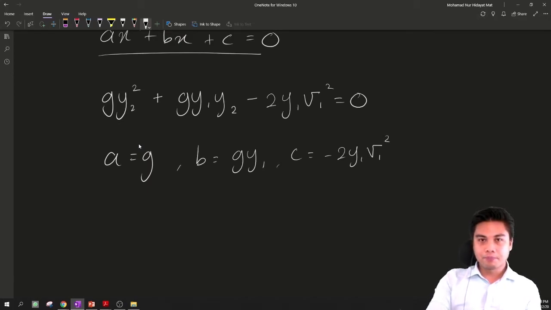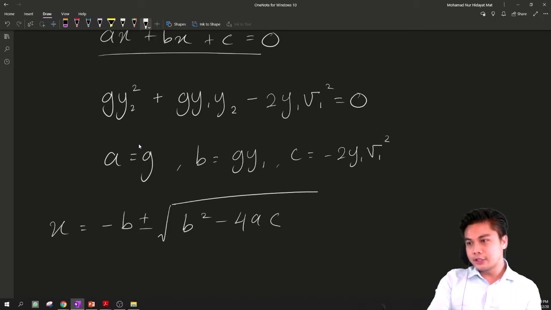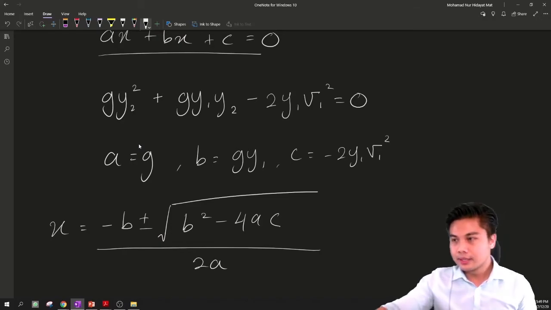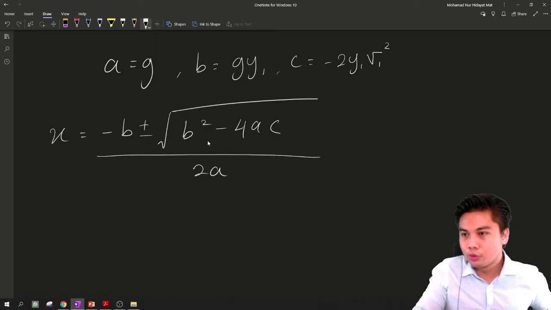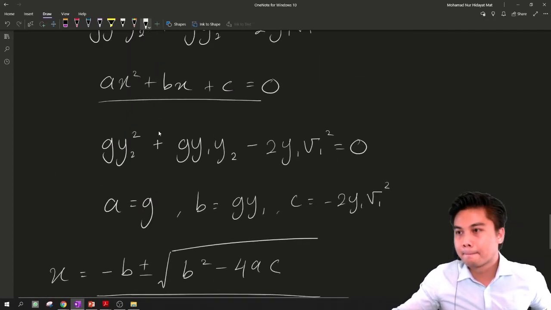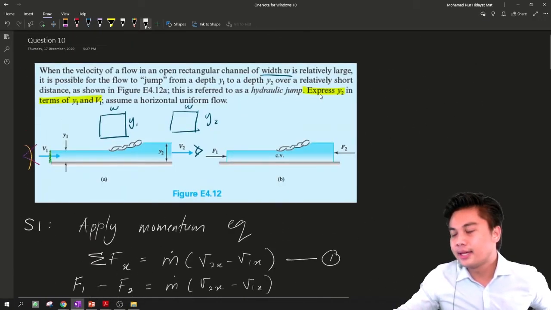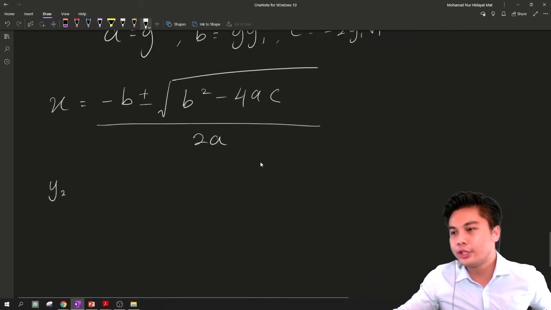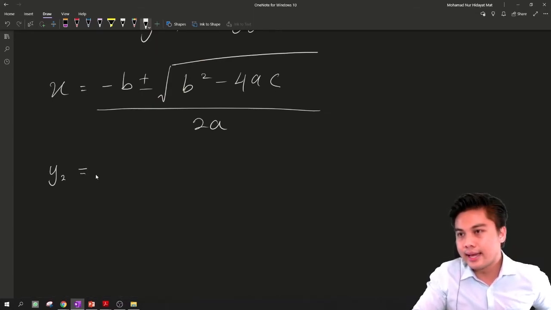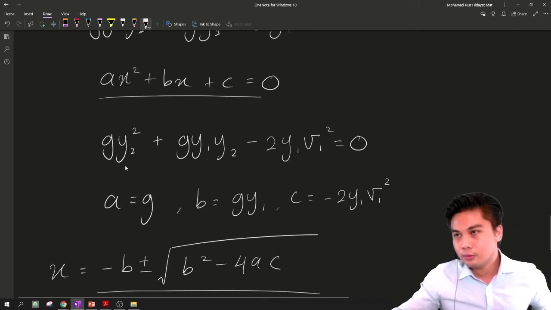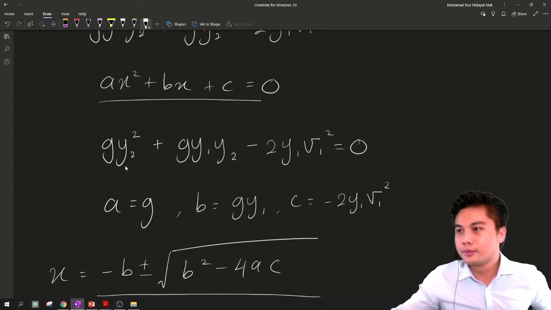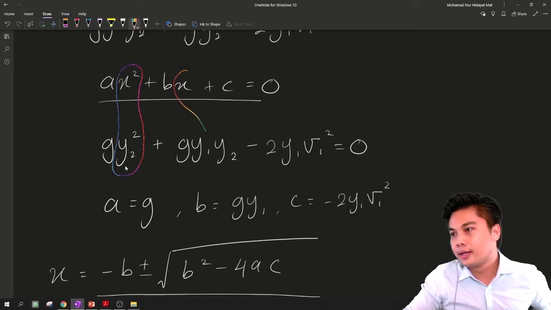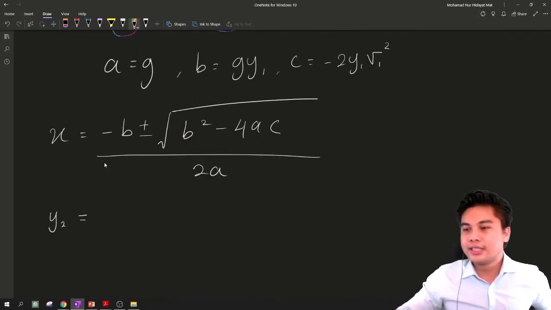So by using the quadratic formula, which is x equal to negative b plus minus the square root of b squared minus 4ac over 2a, substitute all the value into this formula. So x will refer to the y2, because remember that the question asks express y2. So here is how we lead to expressing the y2. We compare x with y2, you can see here the same. So that's why we change x with y2.